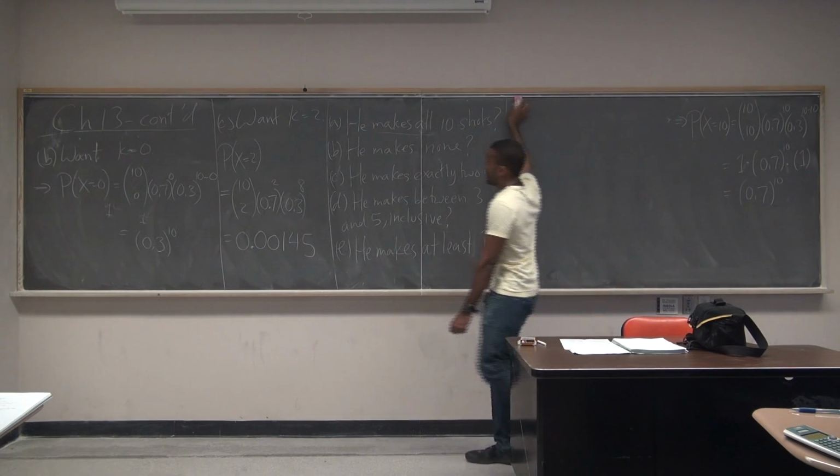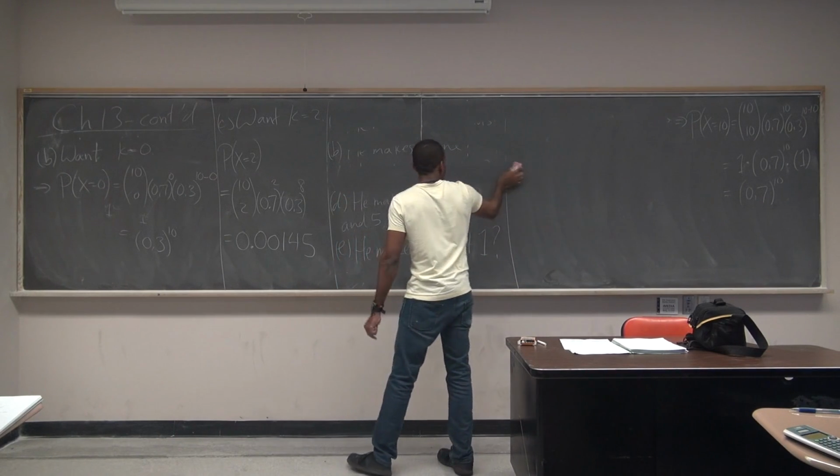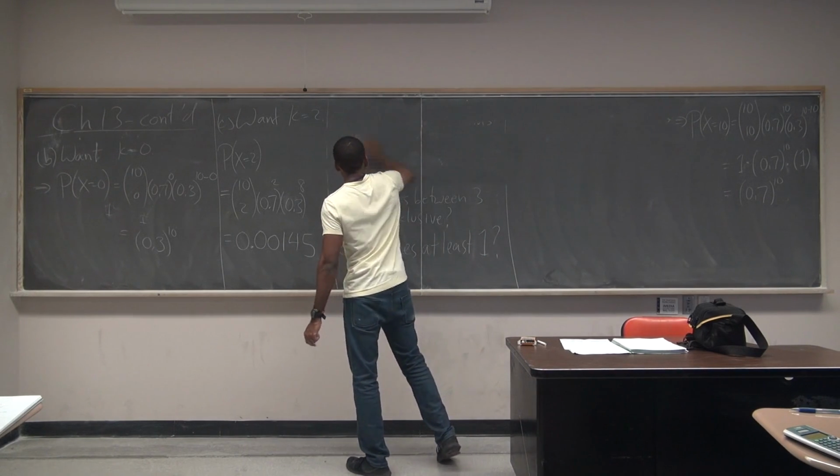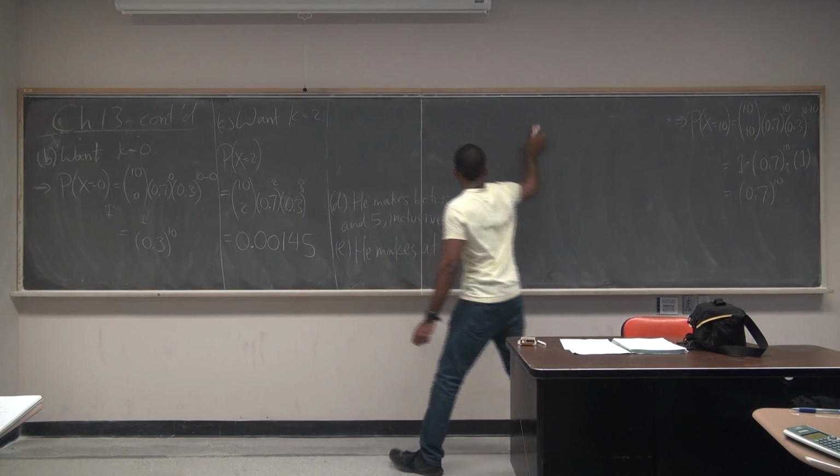Okay, I have a basketball question. What's the probability that he'll make between 3 and 5? So the probability of making 3 plus... what probability are we doing?